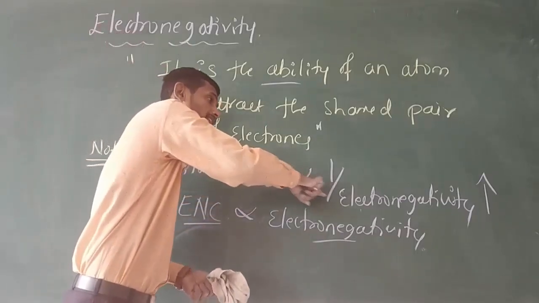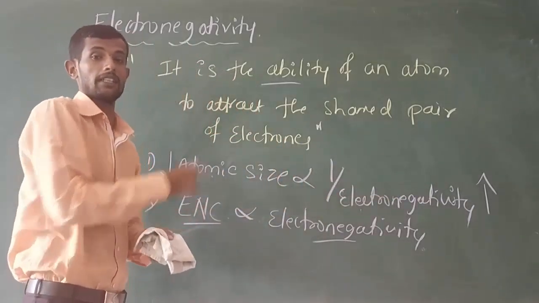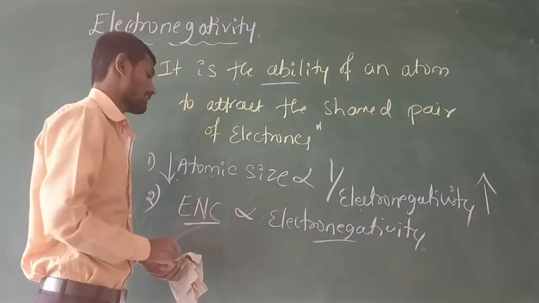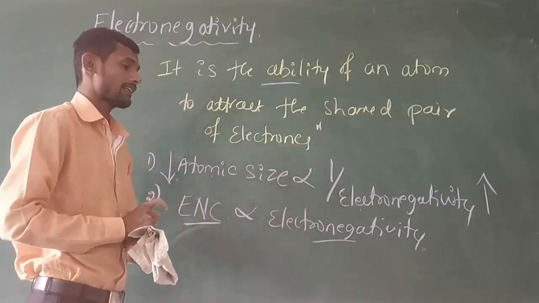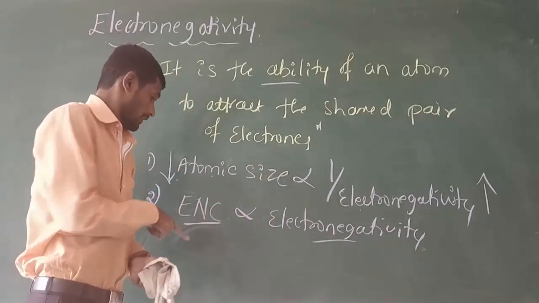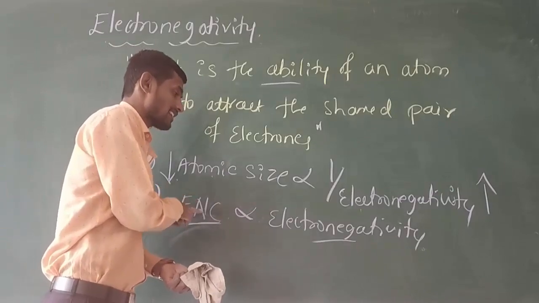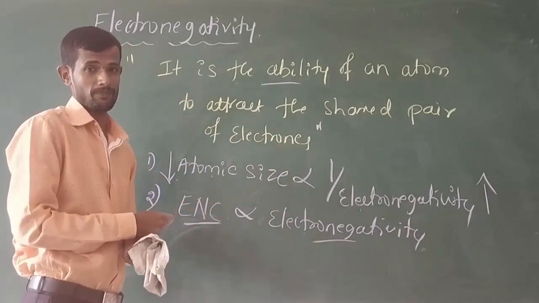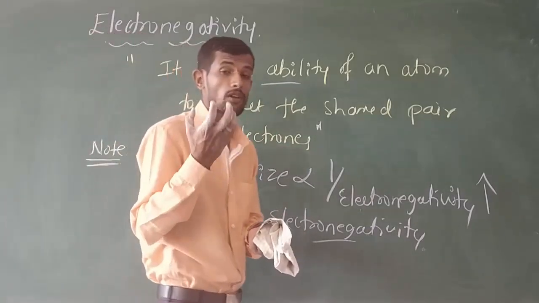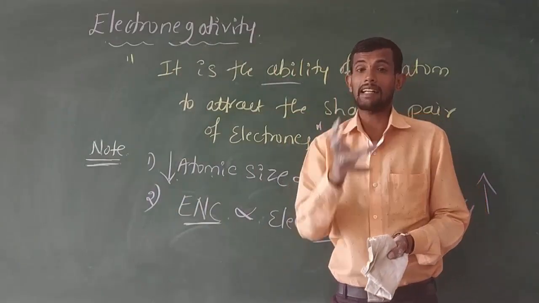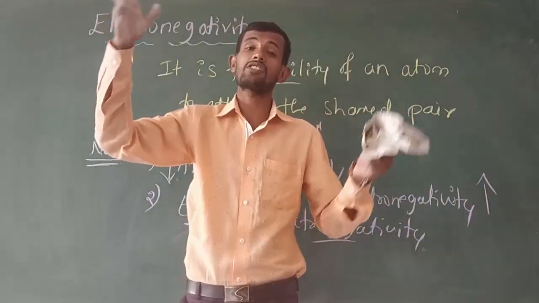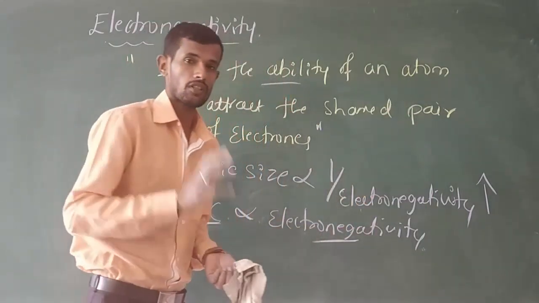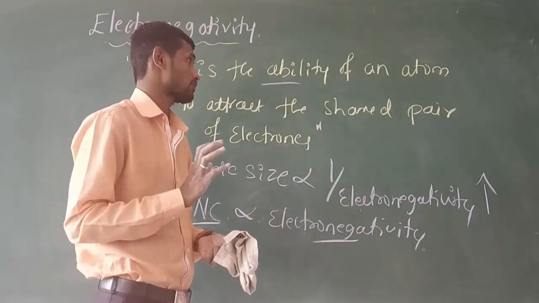Inversely proportional means if one increases, the other decreases. But here effective nuclear charge is directly proportional to electronegativity. That means if effective nuclear charge is more, electronegativity is also more. How? Yes, due to the small size of fluorine, the force of attraction, meaning effective nuclear charge, is more. Is it right? Therefore, its electronegativity is also more. Remember students, this is also very important.